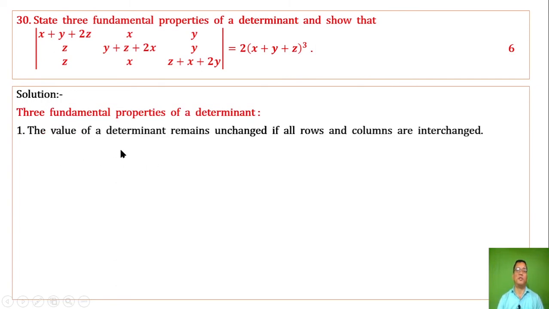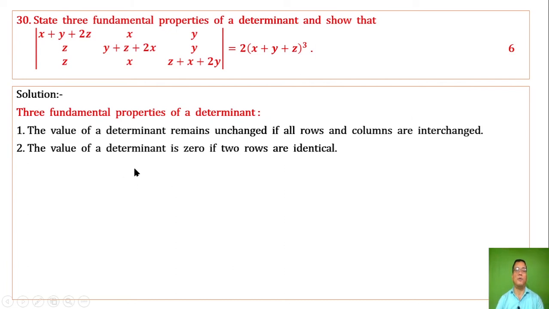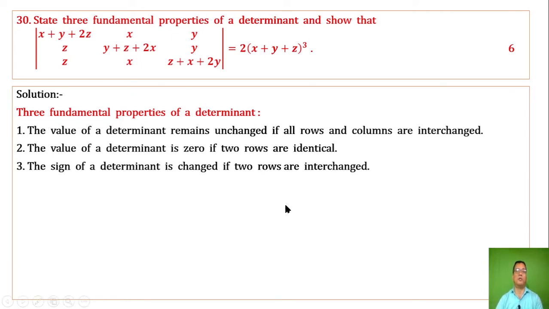1. The value of a determinant remains unchanged if all rows and columns are interchanged. 2. The value of a determinant is 0 if two rows are identical. 3. The sign of a determinant is changed if two rows are interchanged.